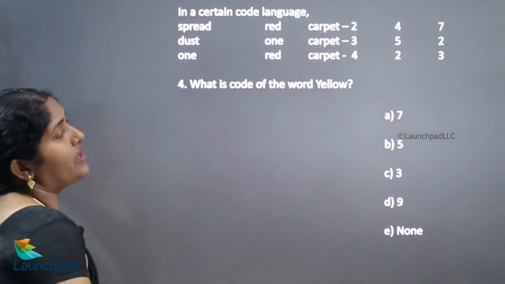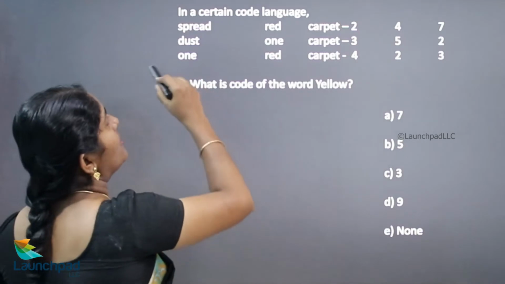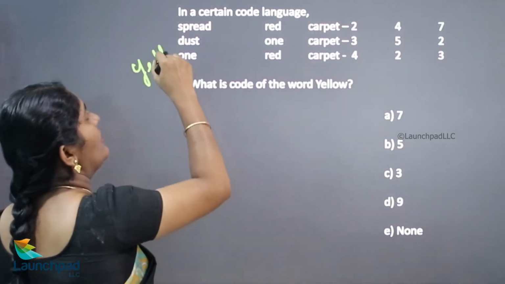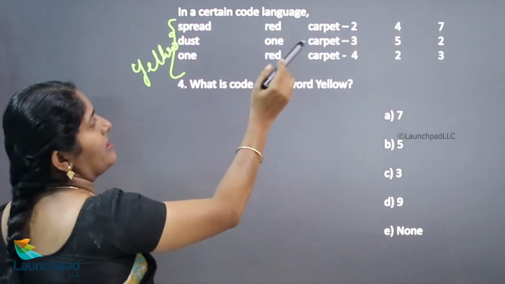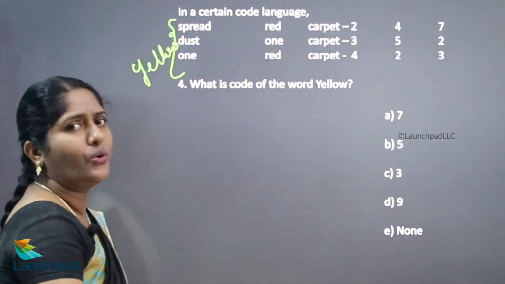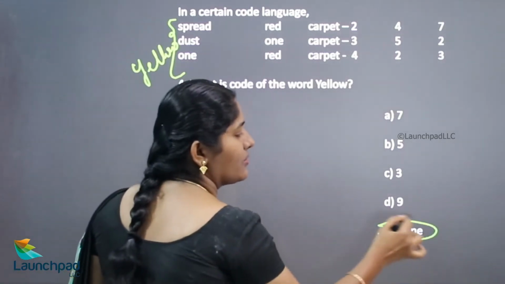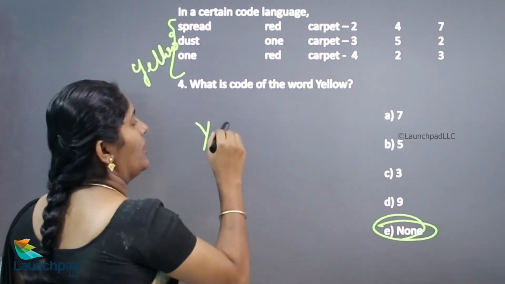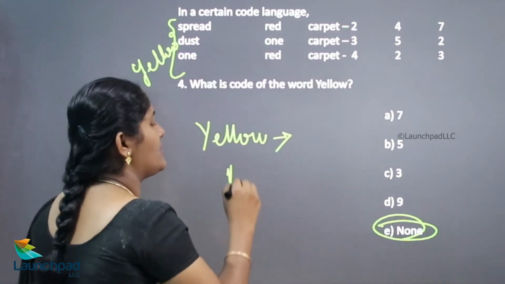What is the code of the word "yellow"? Look at the question. Is the word "yellow" available in any sentence? "Spread test one red carpet": no, it is a new word here. So choose "none of these". "Yellow" is a new word, so we want to allocate a new code for this word.